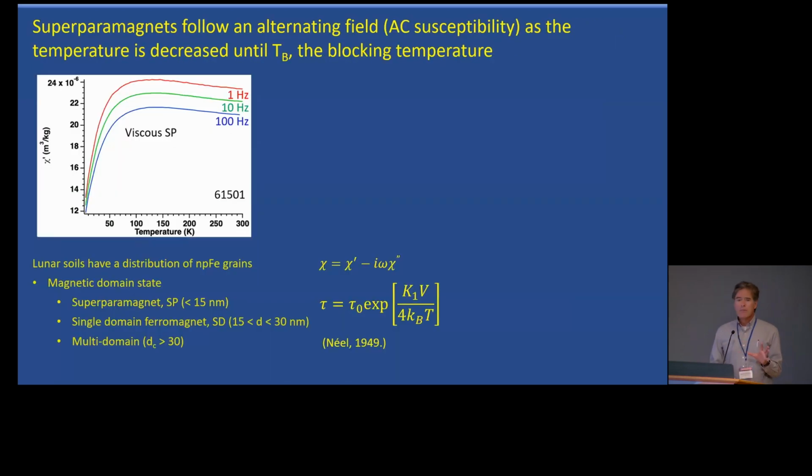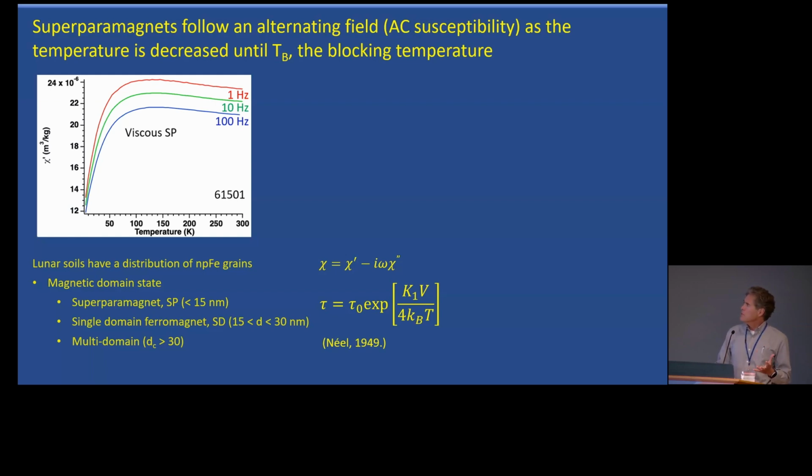Okay, so we can apply other methods to investigate the properties of the nanophase iron, and one of them is an alternating field measurement, AC susceptibility. And so this is a particularly good method to look at the superparamagnetic component and to get an idea of the grain size. And so what we're expecting here, and this theory was worked out by Néel in 1949, and here's an expression: tau is related to the exponential of the magnetic anisotropy divided by kT, the thermal energy.